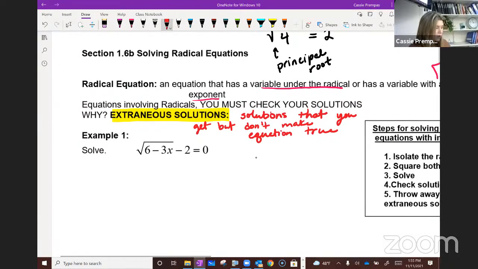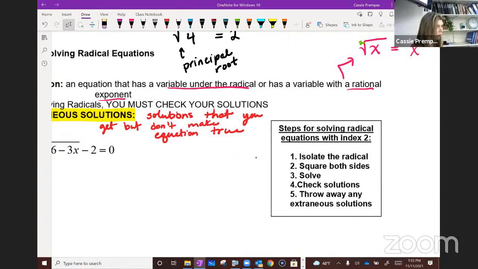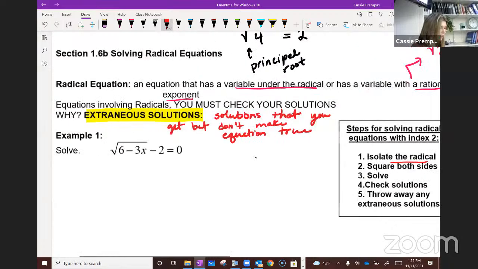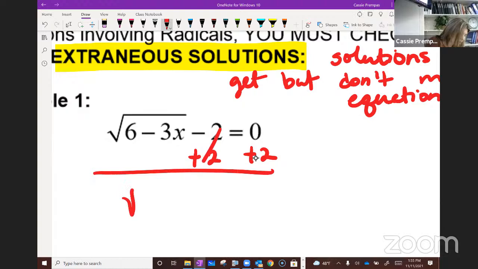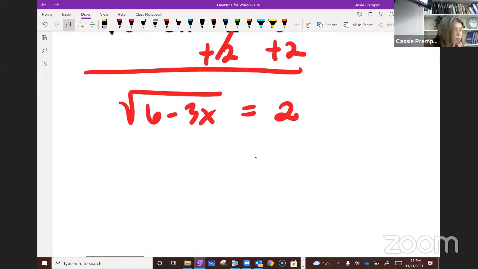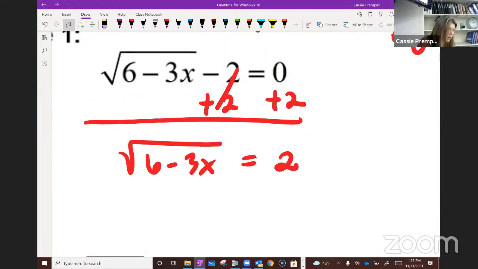Okay, so how do we solve radical equations? Here's the steps on the side. We'll just walk through them. Number 1, isolate the radical. So get it by itself. How would we do that in example 1? Add. Good, add the 2. And that gives me the square root of 6 minus 3x. We will be squaring something, but we're not actually going to manipulate the number to make it factorable, so it's not quite completing the square.